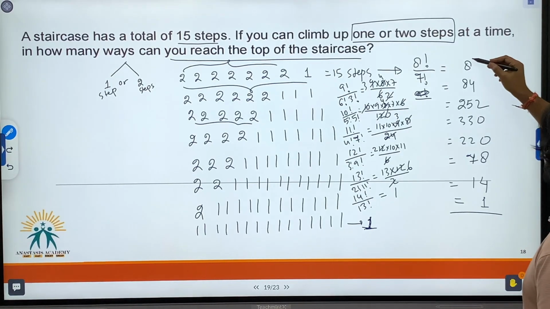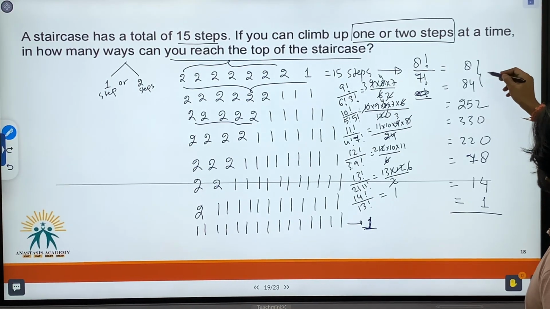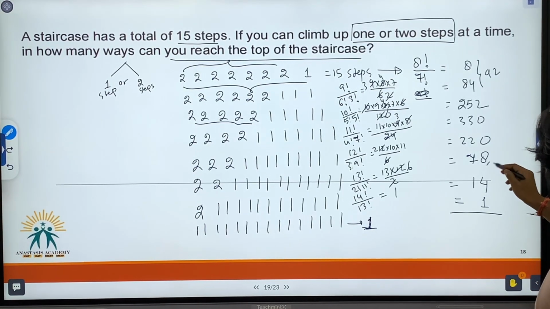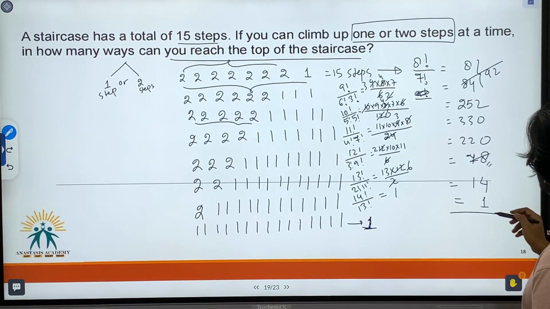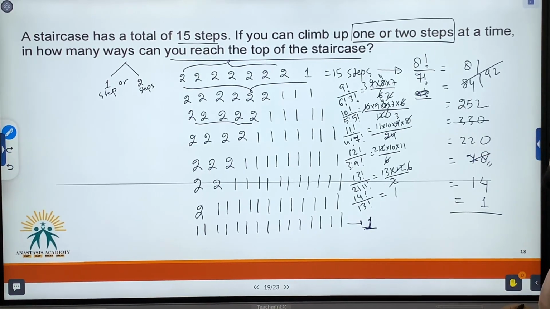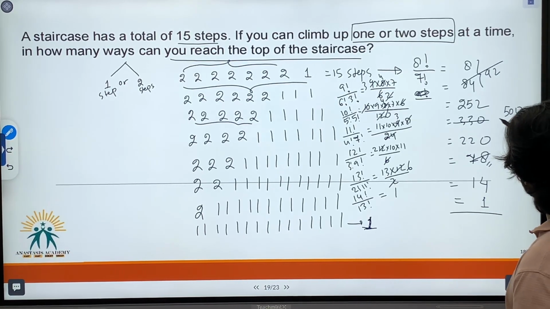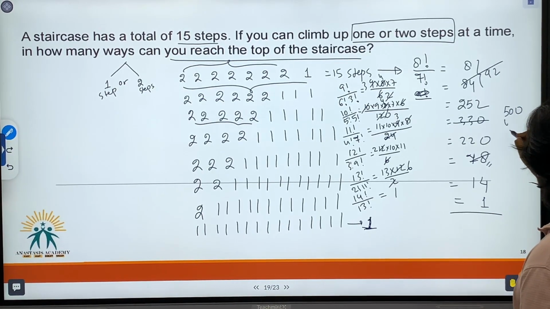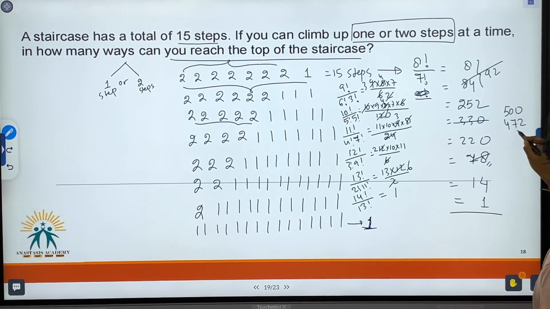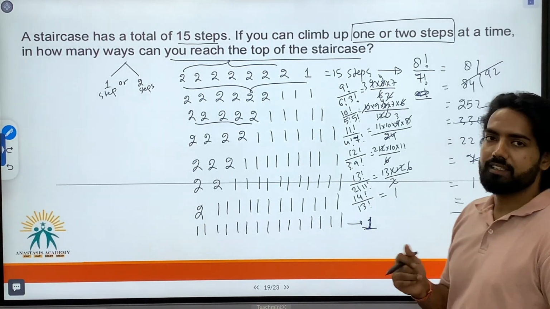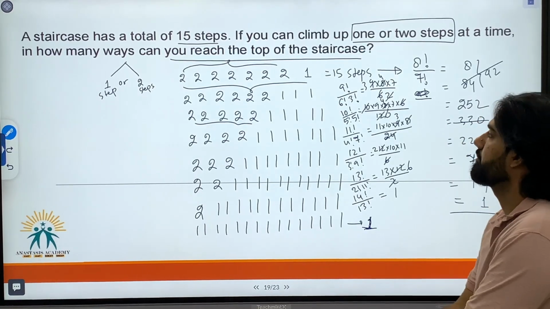How much does it become? 84 and 8, 92. 92 plus 78 becomes 170. So it becomes 170 and 330 becomes 500, right? So 500 plus 472 plus 15. This is the answer. 7, 8, 9. So 987 is the correct answer. So this is the technical, painful way.